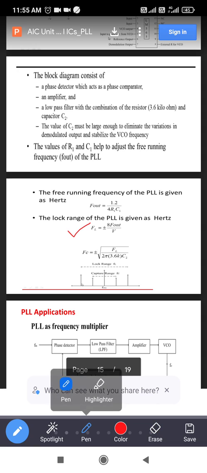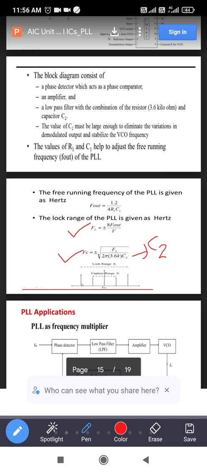Now next, what is the capture frequency? You can calculate it by using the third formula here. FC is equal to plus minus under root FL divided by 2 pi into 3.6K into C2. The C2 value you can assume as 10 microfarad, in a range of 10 microfarad, so it should be large enough. Put the FL value and you get the capture frequency FC.